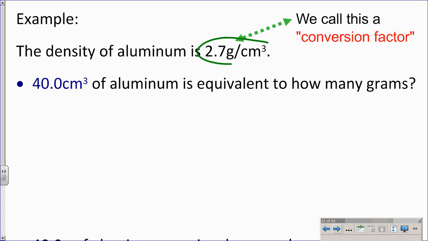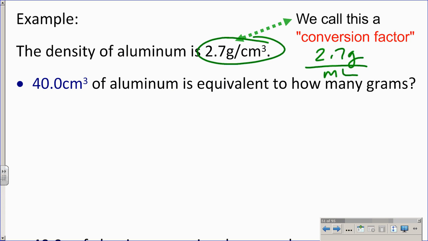So we have given to us the density of aluminum, 2.7 grams per centimeter cubed. This could also be written as 2.7 grams per milliliter, because like I said last week, we can interchange centimeters cubed and milliliters because the density of water is 1 gram per milliliter. They're interchangeable. So don't be scared if you see one or the other. You can always change it to whatever you want.